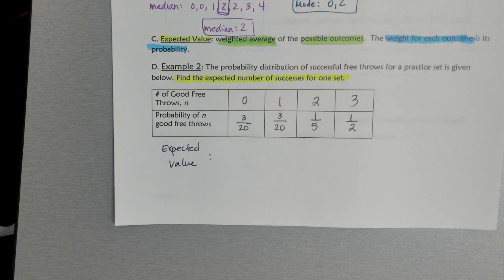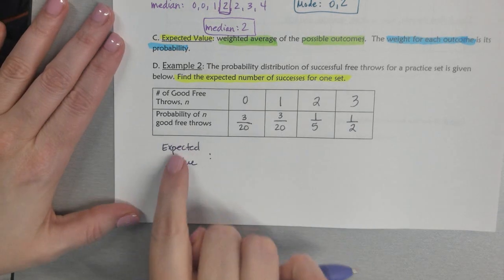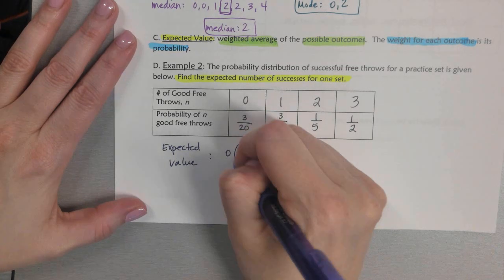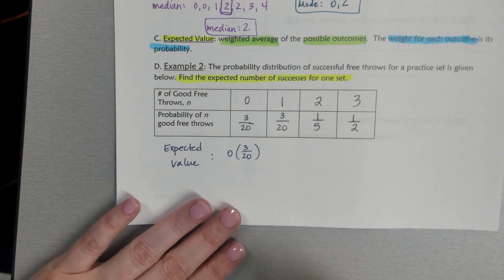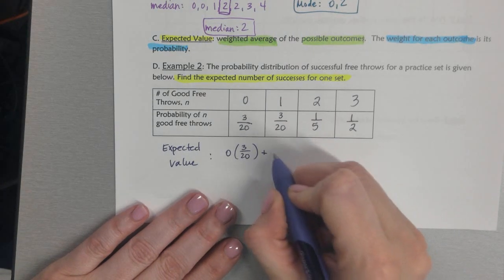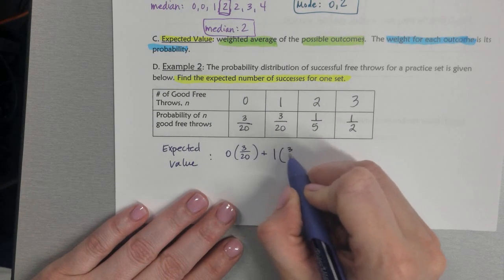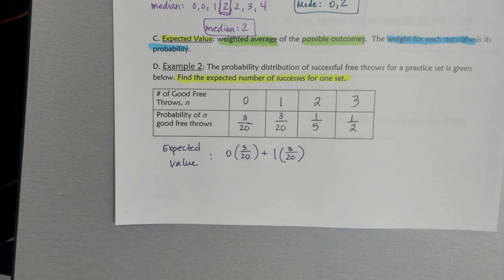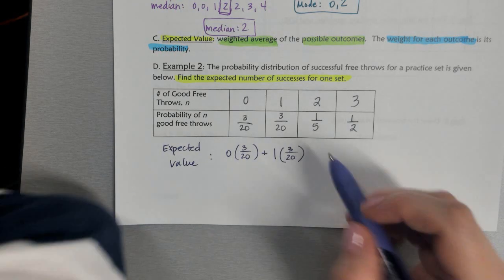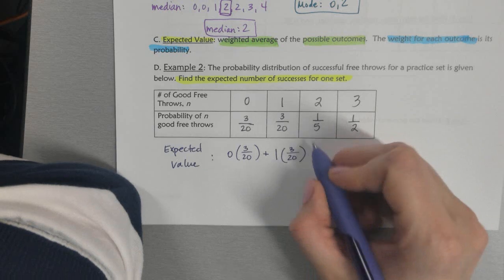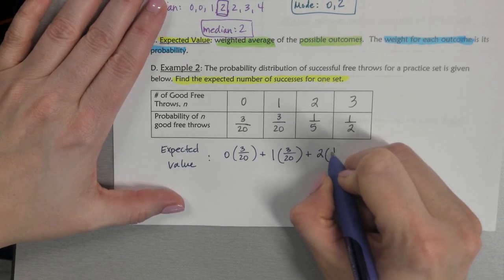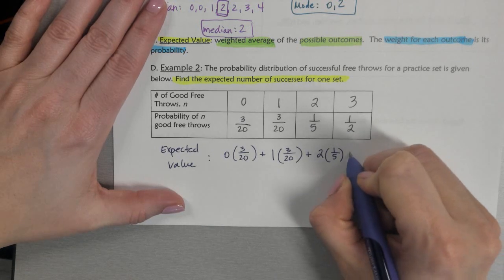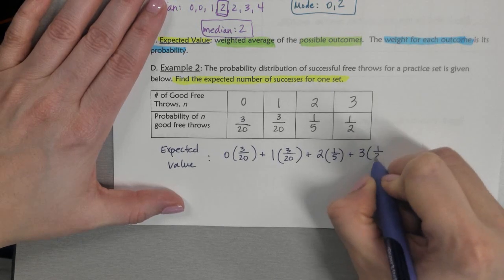Okay, so the expected value times the probability. Okay, so 0 is weighted at the value of 3 over 20. And then we're going to add that to the weight of making one free throw, which is 3 over 20. Okay, notice how this is 1/5. So the denominator is not 20. Okay, and then this would be 3 times 1/2.